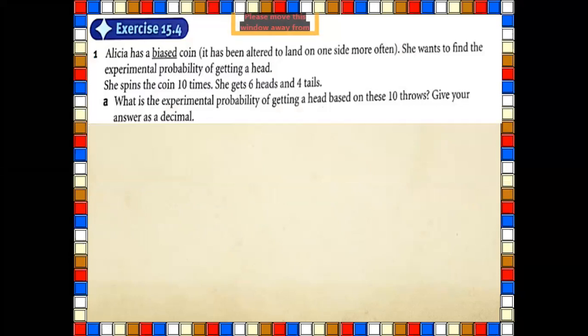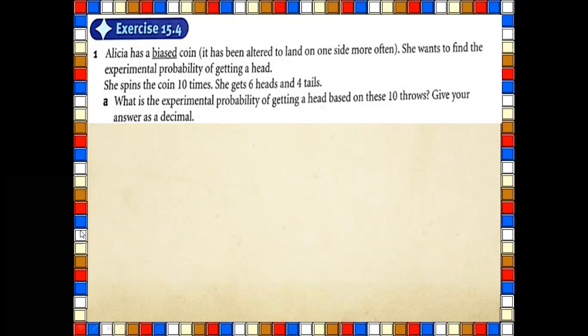Okay, let's do this last question. Question one here. Let's start with you, Jude. Alicia has a biased coin. It has been altered to land on one side more often. This is the meaning of biased: not fair, a coin that is not normal. She wants to find the experimental probability of getting a head. She spins the coin 10 times. She gets 6 heads and 4 tails. What is the experimental probability of getting a head based on these 10 throws? Give your answer as a decimal.